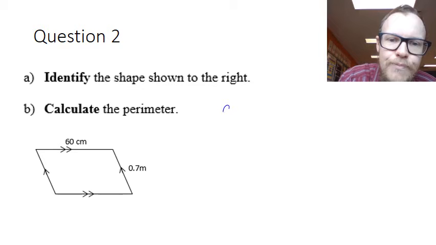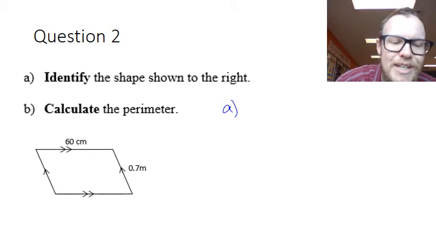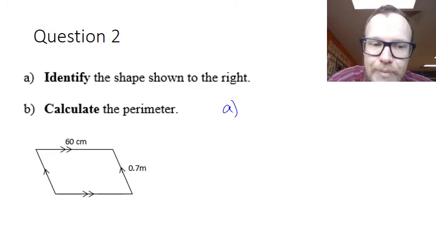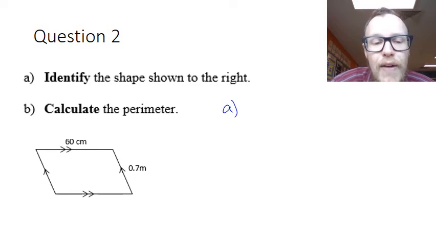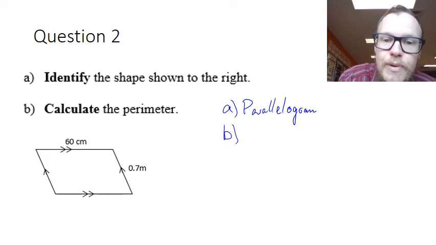For A here, we're asked to identify the shape. The shape, we've got two sets of parallel sides. They're not the same length, each of them. So that means that it's not a rhombus, it must be a parallelogram. So we can write down parallelogram.